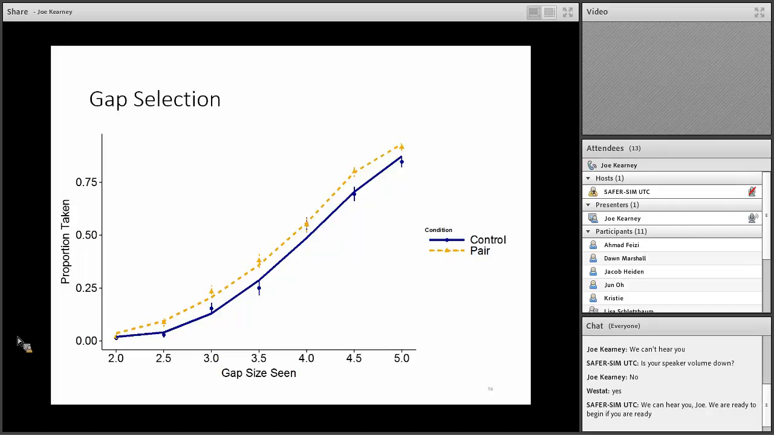Here, what we see in this logistic regression graph is that there was no difference in gap selection between the solo kids, in the dark solid line, and the pairs when they were crossing together. The kids in pairs crossed the same size gaps as kids crossing alone. And there's no difference in their discrimination of gap sizes, so they both have pretty much the same slopes too.